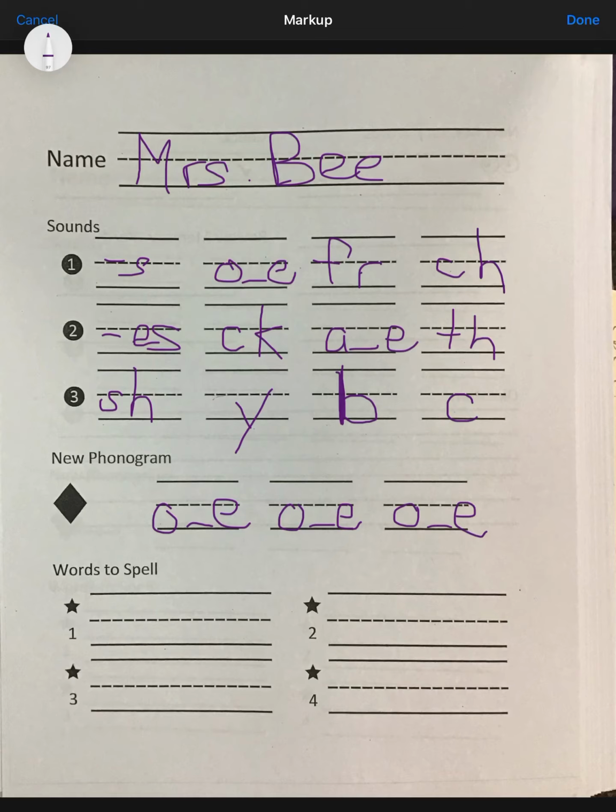My first word that I want you to try to spell on your own is rope. R-O-P. I'm all done, right? Wait, what? I'm not done? What did Mrs. B forget? She forgot her magic E. Oh my goodness. Get it together, Mrs. B.